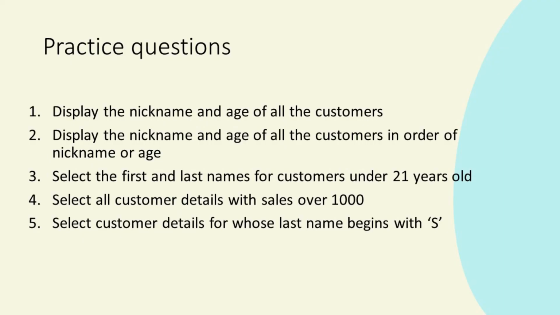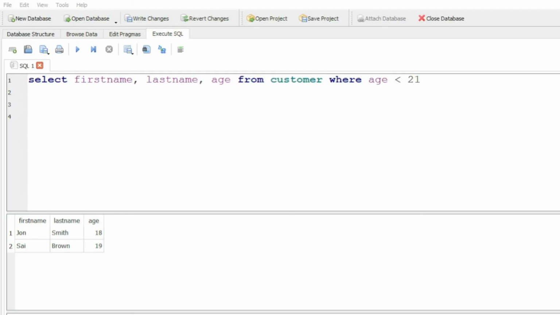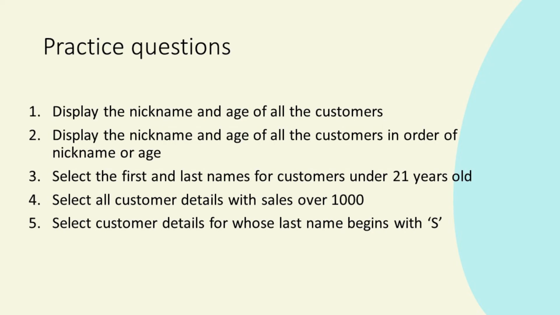Number 4, select all customer details with sales over 1000. So we're looking for all of our customer details, and we want sales to be greater than 1000. We can run that, and actually we'll change age to sales, so we can look at the sales, make sure it's correct, and here's our 1 row that is the answer.